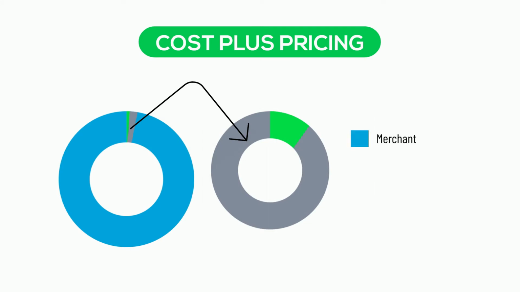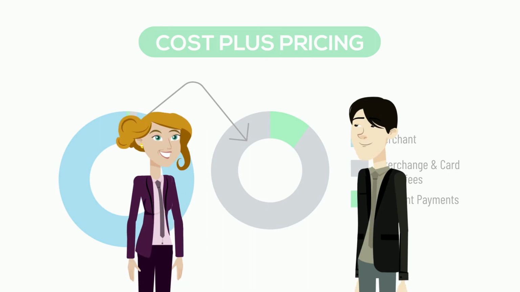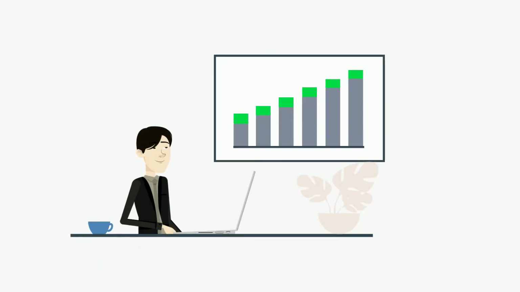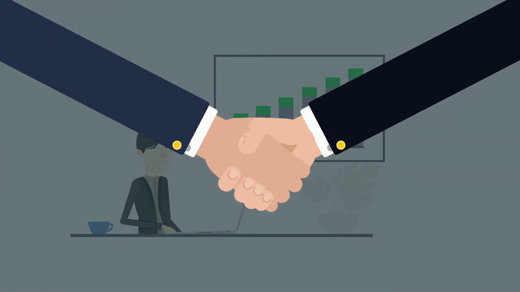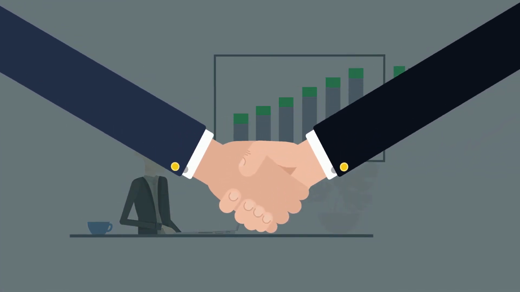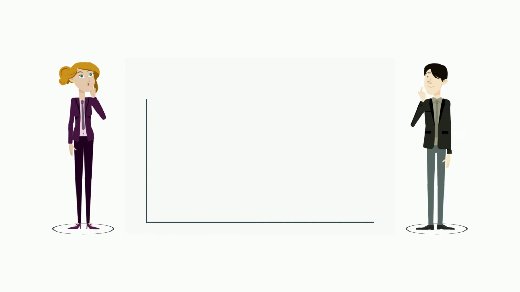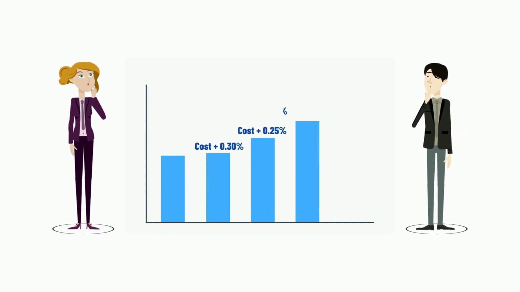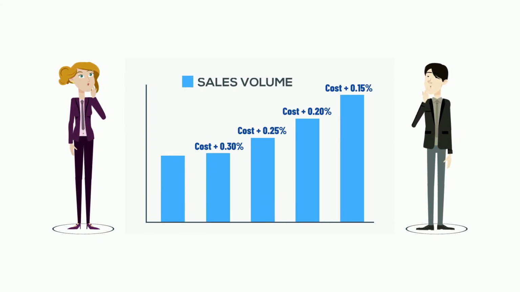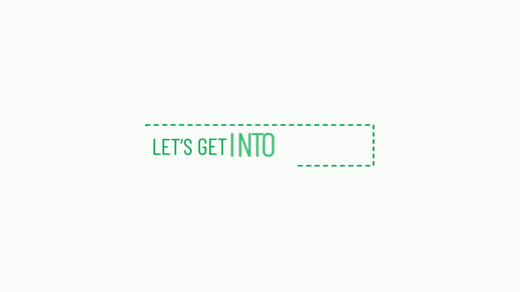It is typically recognized as the best pricing approach because of its transparency. There is nowhere for fees to be hidden. A business owner knows exactly what their processor's rate is above the cost, which makes for a very clear and honest relationship. If your processor is using a cost-plus pricing approach, as your sales volume increases, the rate your processor charges usually decreases. Let's get into the details.